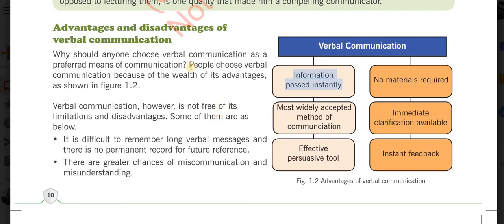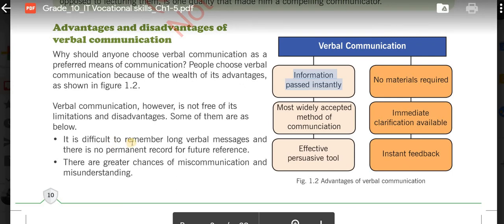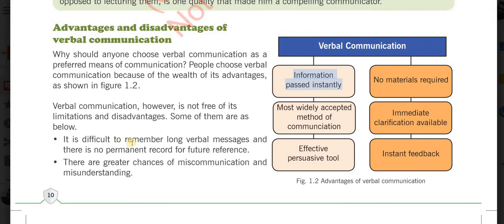Now let's talk about disadvantages. Some of the disadvantages of verbal communication are: it is difficult to remember long verbal messages, and there is no permanent record for future reference. I am communicating with you verbally. If it takes a long time for me to deliver a particular message, it is very difficult to remember the whole thing. And there is no record button in our daily life, so it is a disadvantage.